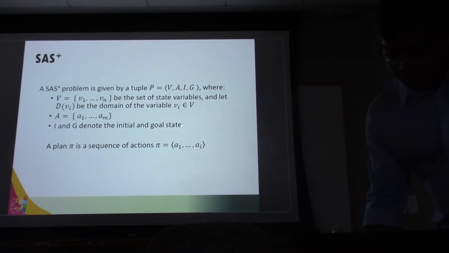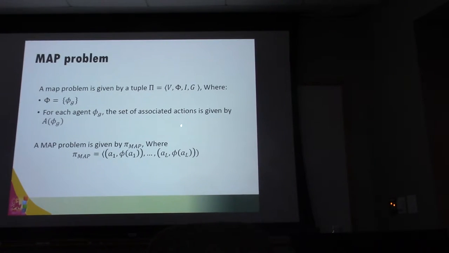Now coming to a multi-agent planning problem, we define the problem using this tuple. Similarly, we have the variables, the initial state and the goal state. But now we also have this additional value phi, which represents the possible agents. And we define that for each agent, we have a set of associated actions. We make an additional assumption that all the goals are defined independent of the agents. So the goals aren't like the agent should be at this position, but rather something that the agent achieves. And similarly, plans are now defined by actions as well as the associated agent that performs each action.